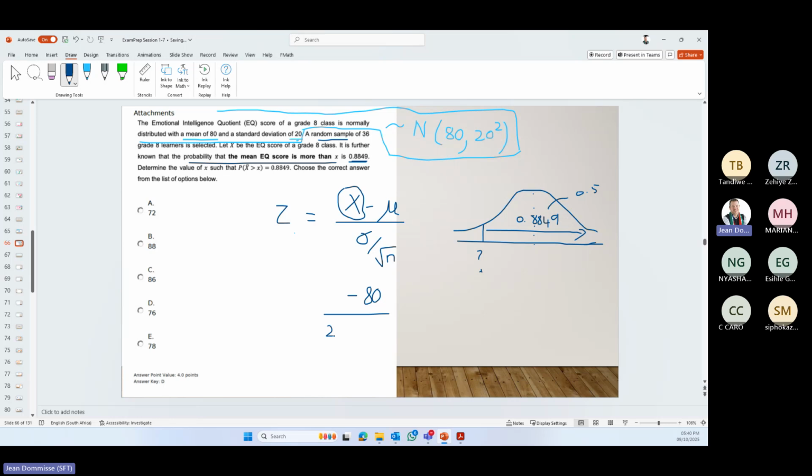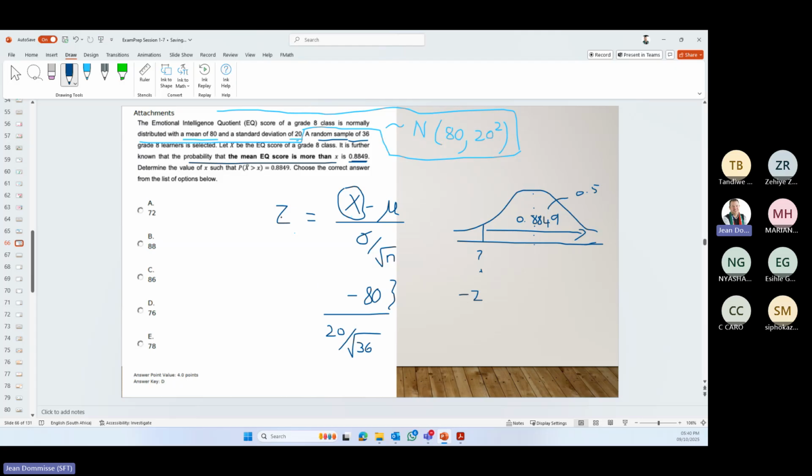Standard deviation is 20 divided by the square root of 36, because that's a sample. So when you look at this, it tells us that the Z is going to be a negative Z. If the Z is going to be negative, it means that this one here at the top needs to be negative. The only way that can be negative is if our x is going to be smaller than 80.